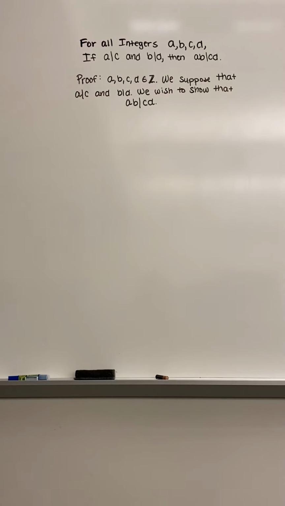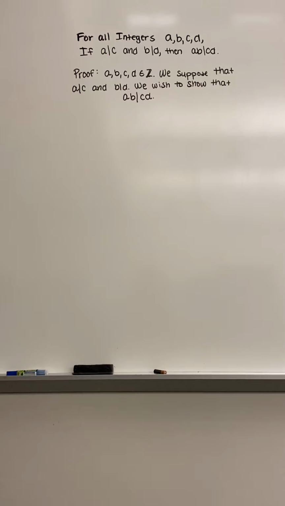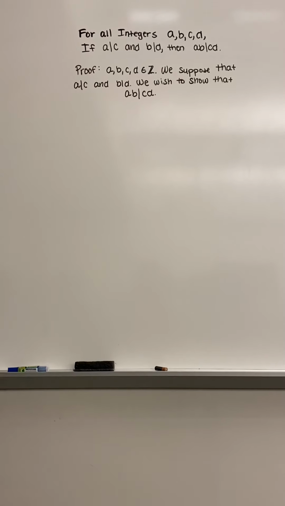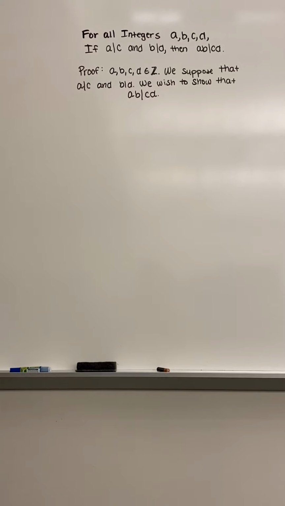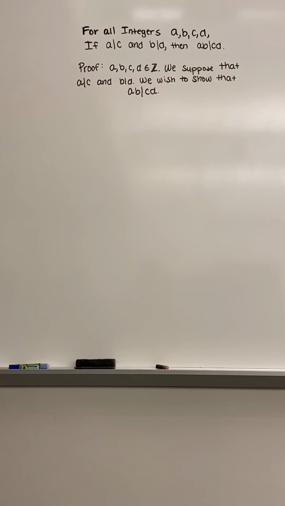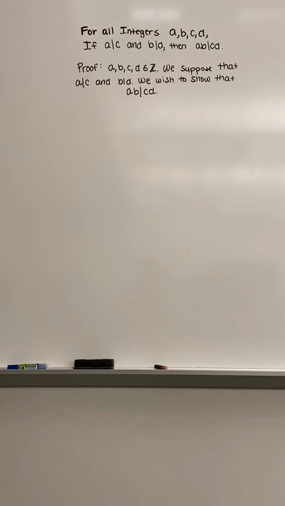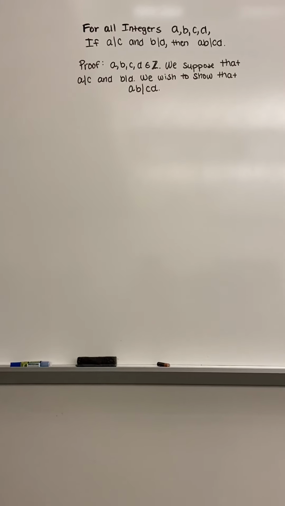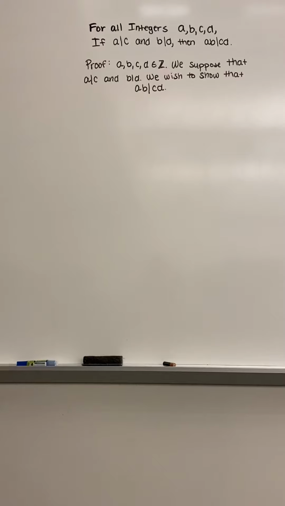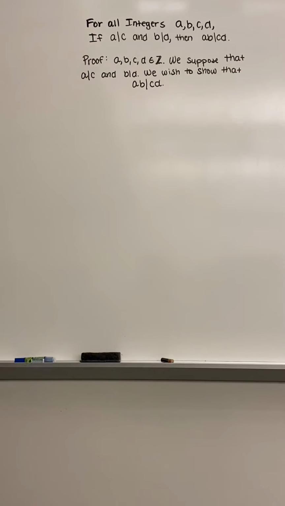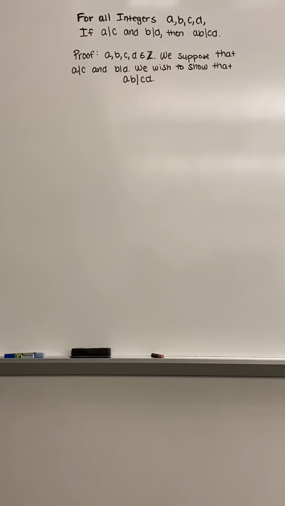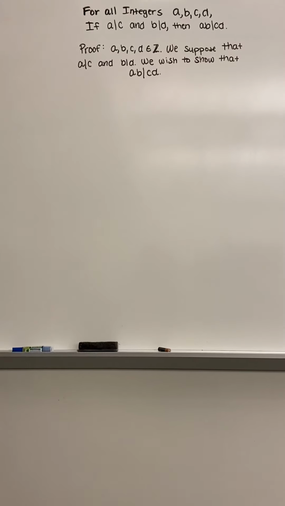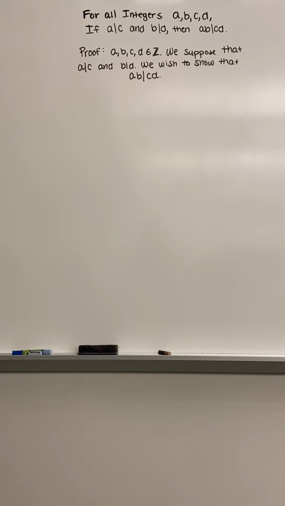Okay, so the problem that I got for my oral assessment was: for all integers a, b, c, and d, if a divides c and b divides d, then a times b divides c times d. To start out our proof, I did an introduction basically to the problem that says a, b, c, and d are integers. We suppose that a divides c and b divides d. We wish to show that a times b divides c times d.